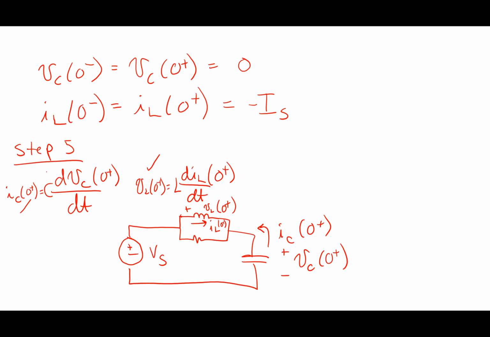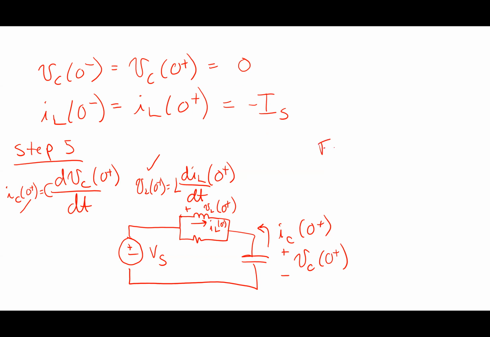In this step, I'm worried about the transition from 0 minus to 0 plus. And what do we know about the capacitor there? If VC of 0 minus is equal to VC of 0 plus, then over this really, really short time, what's true about the capacitor? It's a voltage source. All right, so this is the key thing.